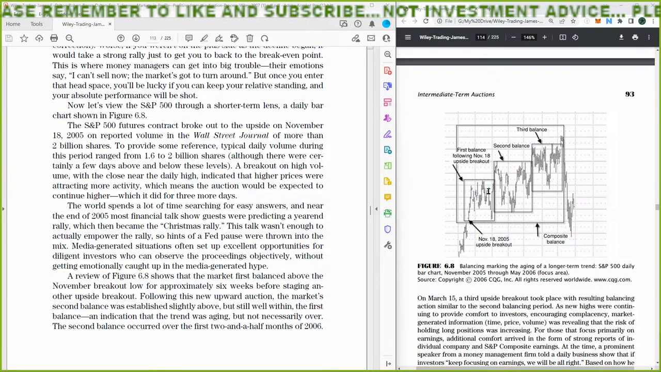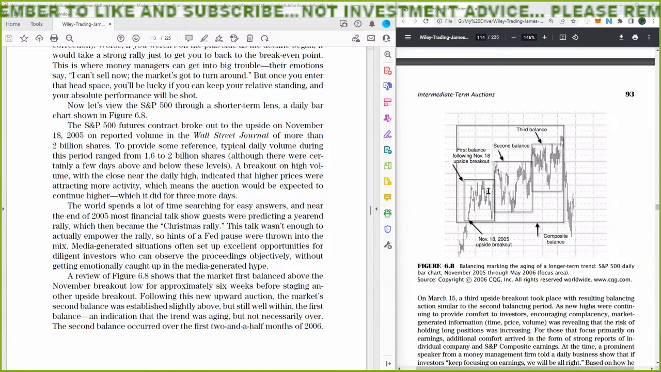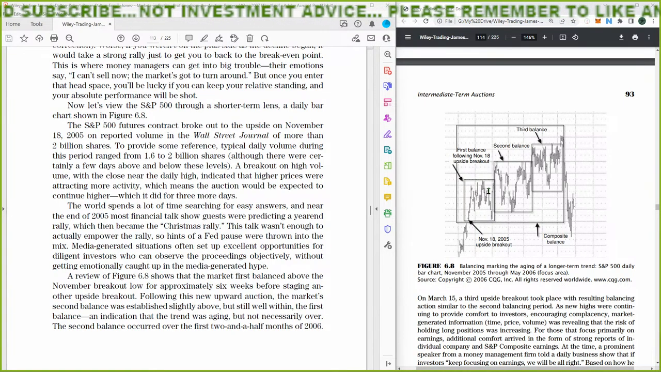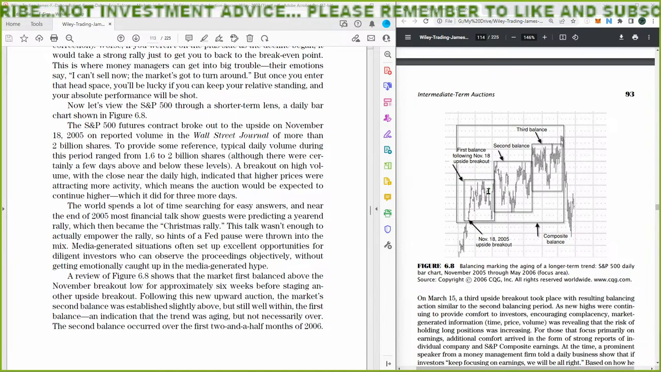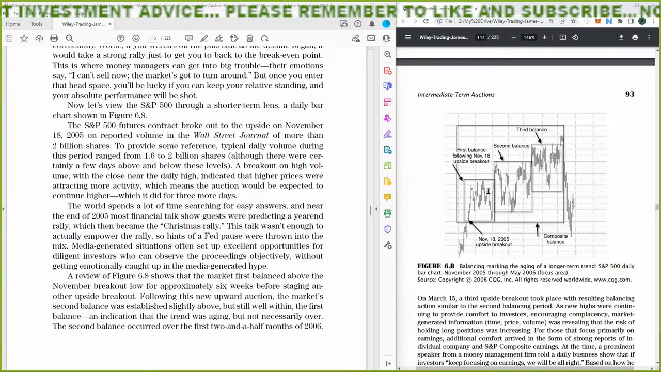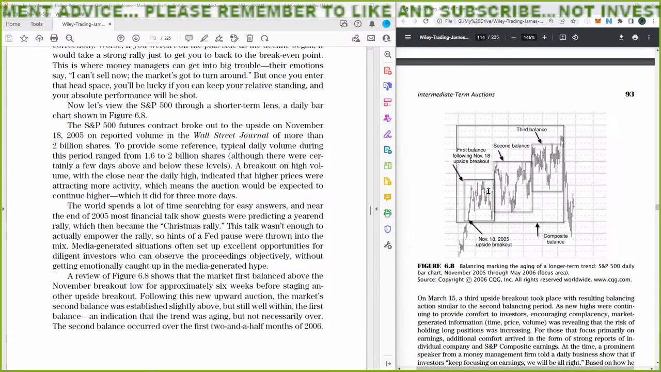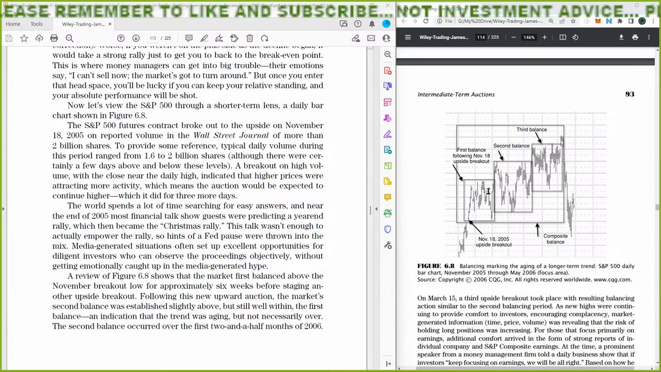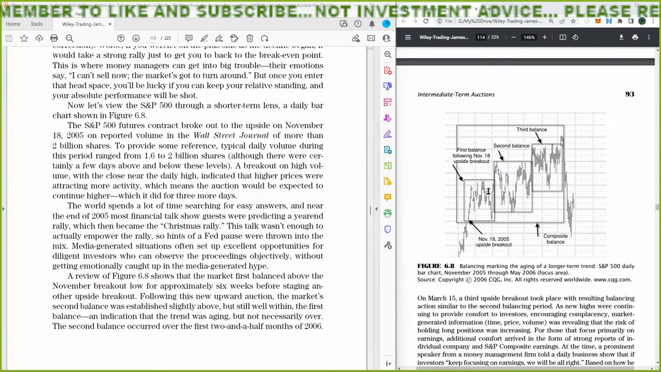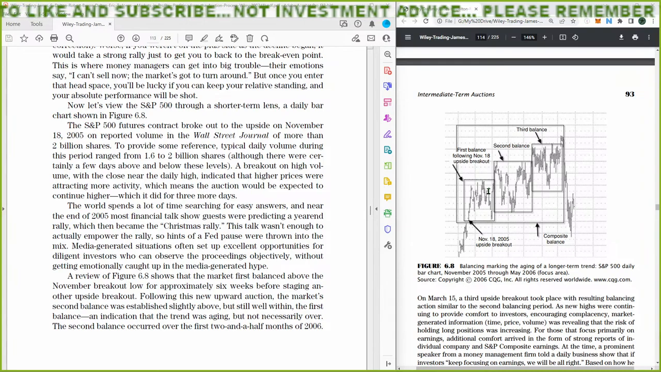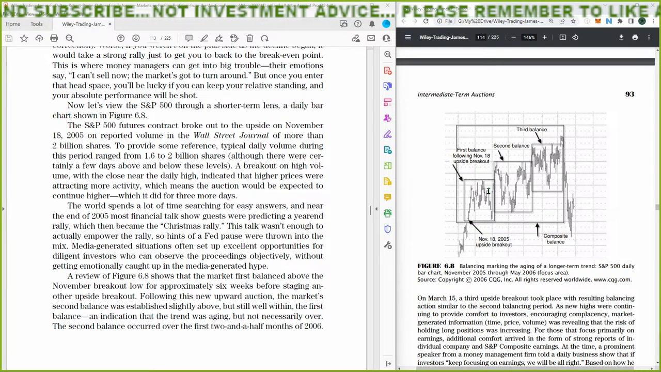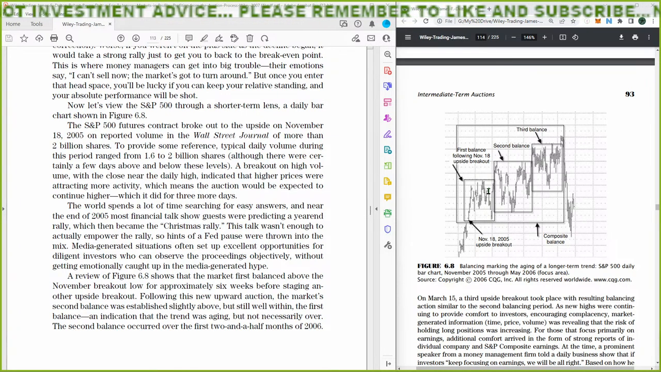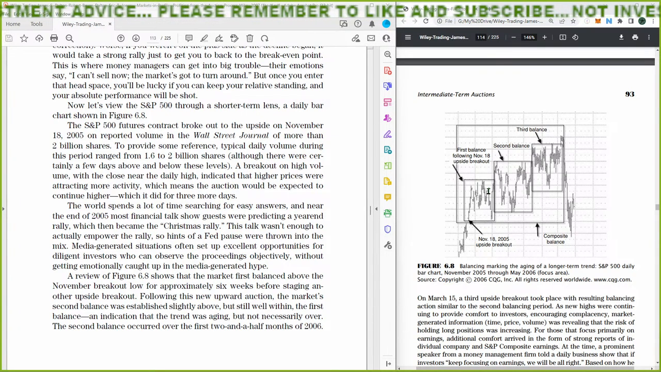The world spends a lot of time searching for easy answers, and near the end of 2005, most financial talk show guests were predicting a year-end rally, which then became the Christmas rally. This talk wasn't enough to actually empower the rally, so hints of a Fed pause were thrown into the mix. Media-generated situations often set up excellent opportunities for diligent investors who can observe the proceedings objectively without getting emotionally caught up in the media-generated hype.